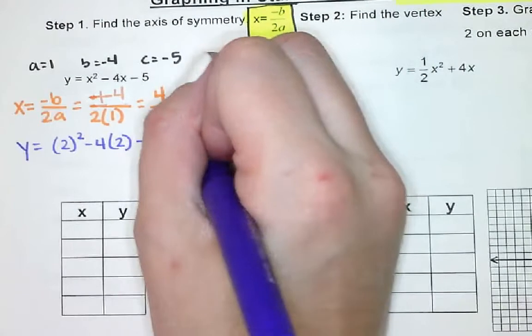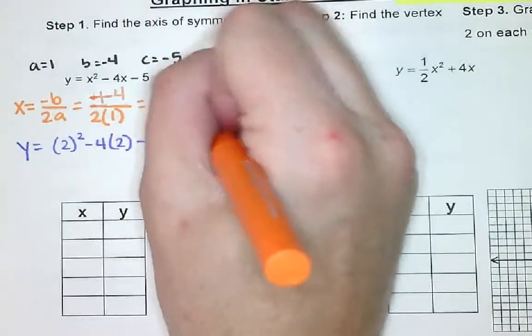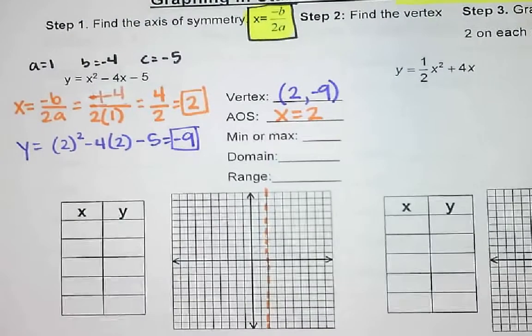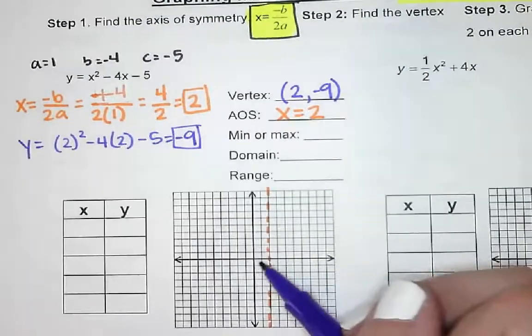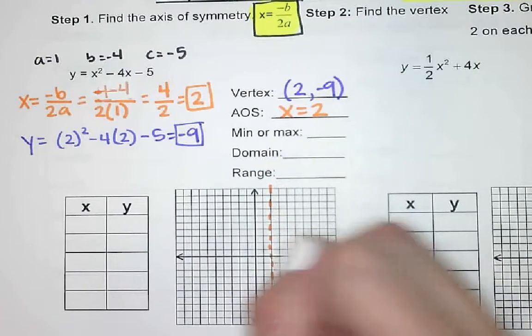Do y'all feel good about that? So our y value is negative 9. So guys, now that we know our vertex, can we graph it at 2, negative 9?